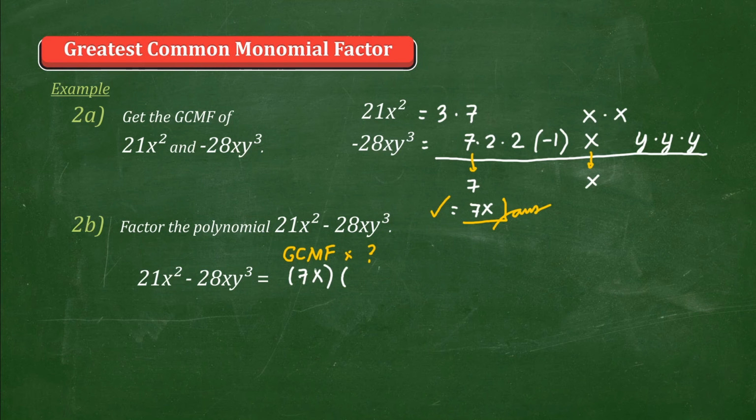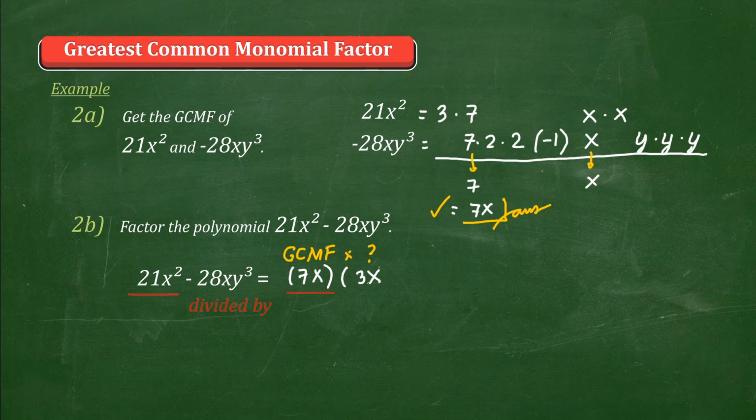By quick analysis, it should be 3x. Write it here. But another way of getting it is to simply use the opposite of multiplication, which is division. 21x squared divided by the GCMF 7x is 3x, which is the same as we got earlier.